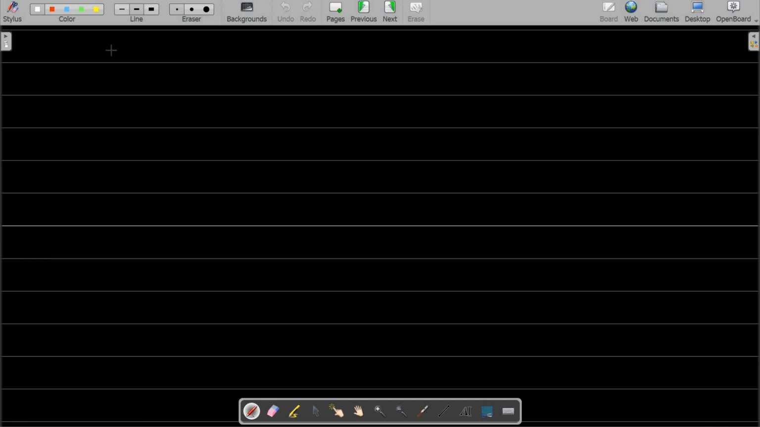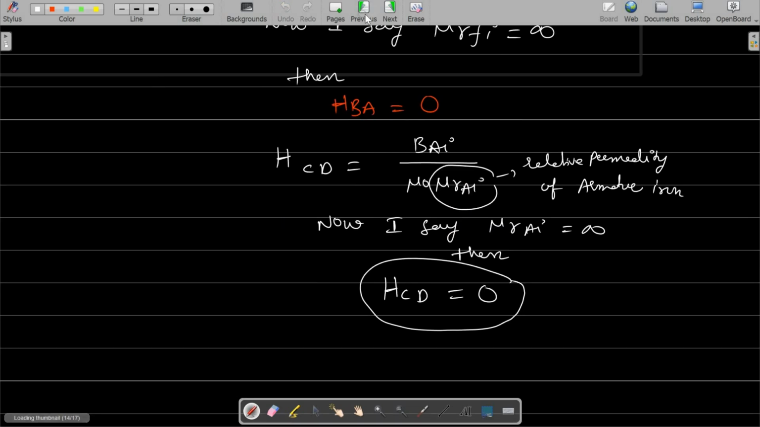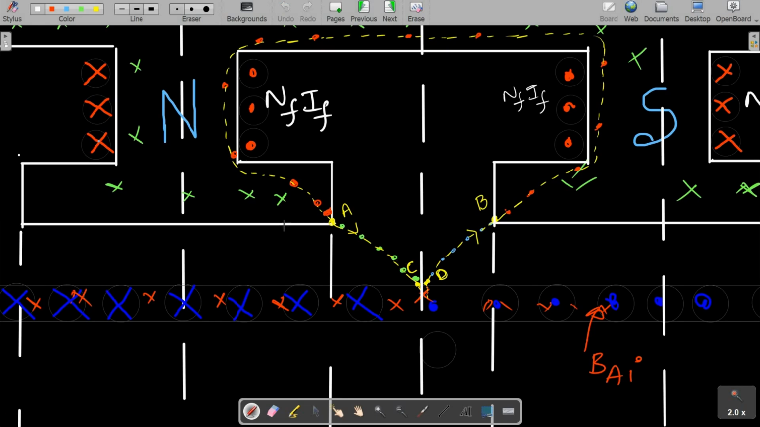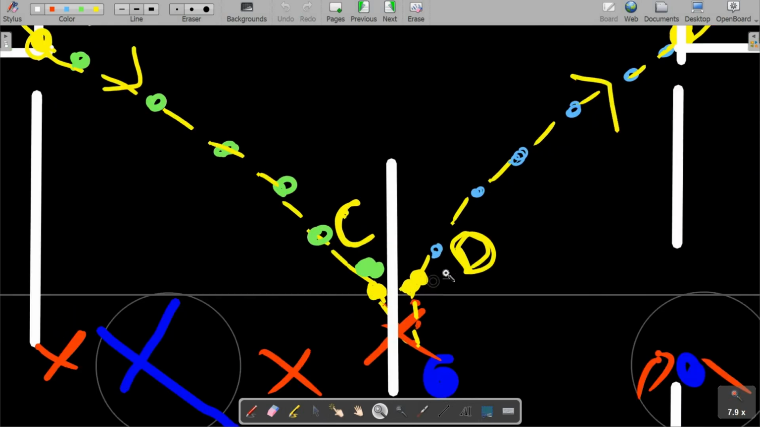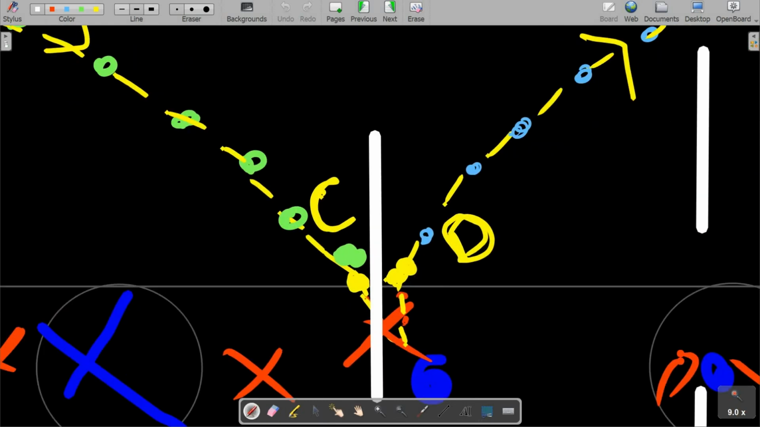Now I say, flux density at C and D as BC and BD. Where are those BC and BD? Here, on the wedge of this armature core. Here and here. Here it is BC and here it is BD.